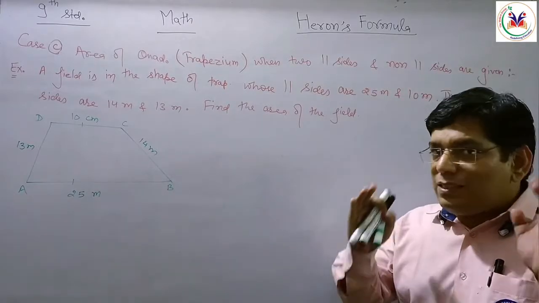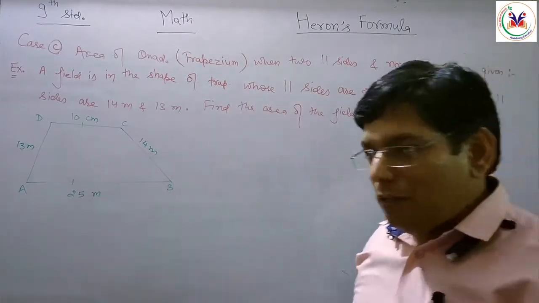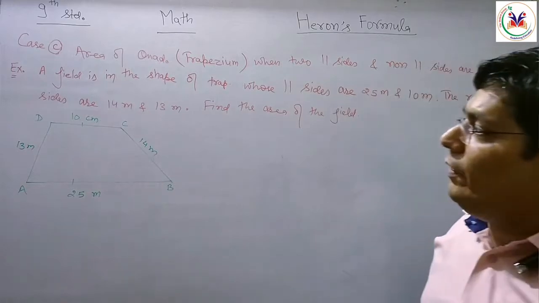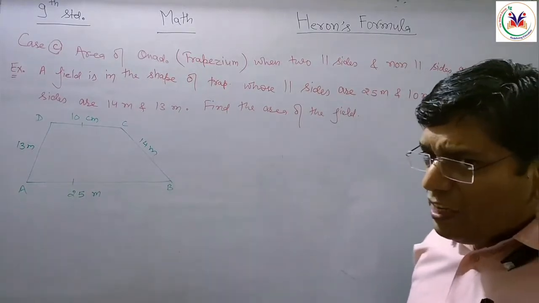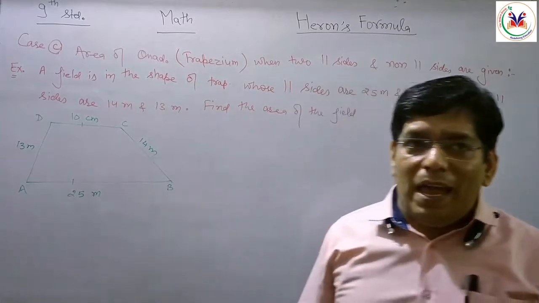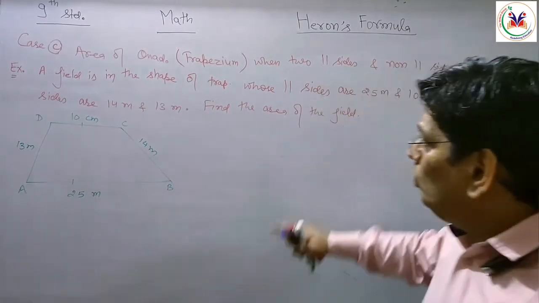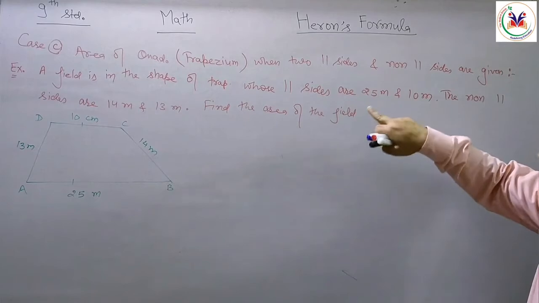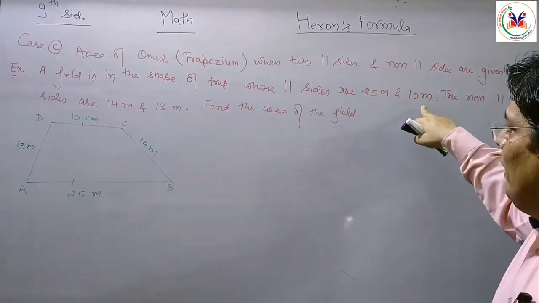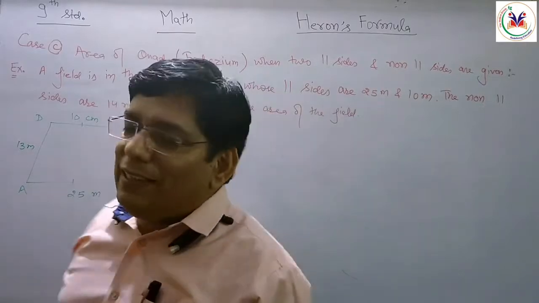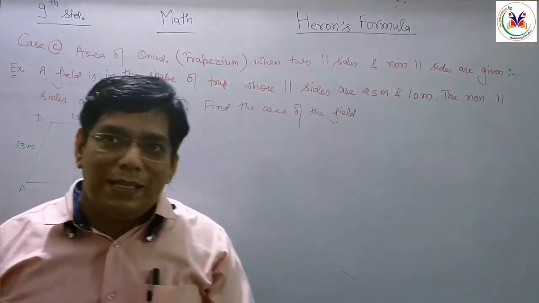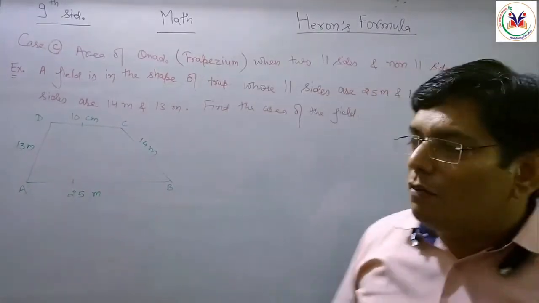So first of all, I'll just read the question and after that we'll discuss how to solve that one. A field is in the shape of trapezium. एक field है जो trapezium के shape का है and the parallel sides of that trapezium is 25 meter and 10 meter. That means parallel sides तो 25 and 10 है और non-parallel sides are 13 meter and 14 meter.